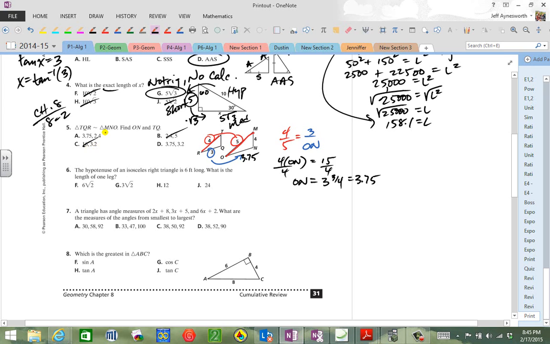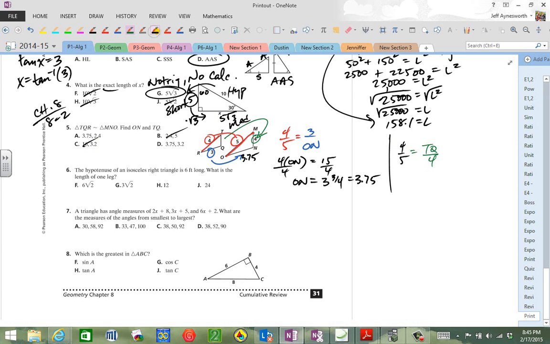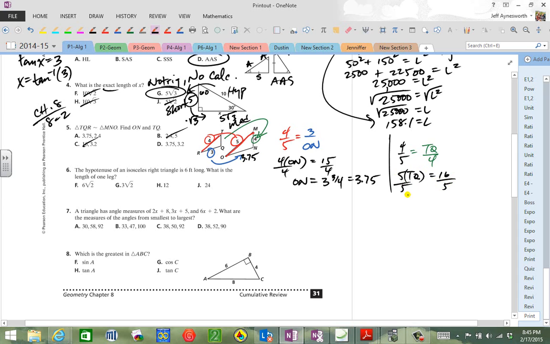Now let's find the other triangle, TQ. So let's use the same ratio here, 4 to 5. But let's go TQ to this side right here to 4. Equals TQ to 4. Left to right, left to right. So here we go. Cross multiply, so 5 TQ is equal to 16. Divided by 5. So TQ is equal to 3 1/5, or 3.2.